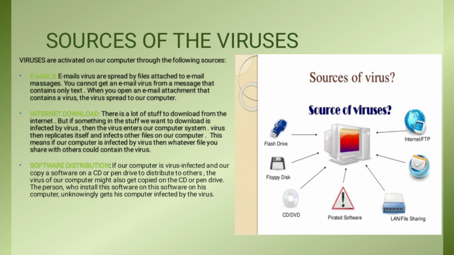And the second source is internet download. There is a lot of stuff to download from the internet, but if something you want to download is infected by a virus, then the virus enters our computer system, and the virus then replicates itself and infects other files on our computer. So this means if our computer is infected by a virus, then whatever files you share with others could contain the virus. And the third source is software distribution.